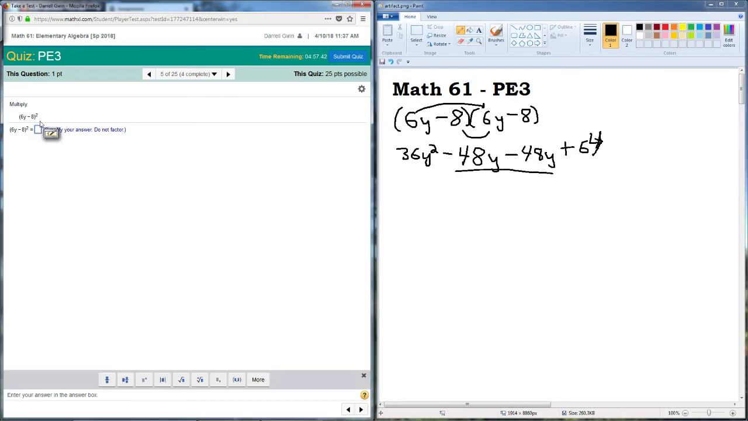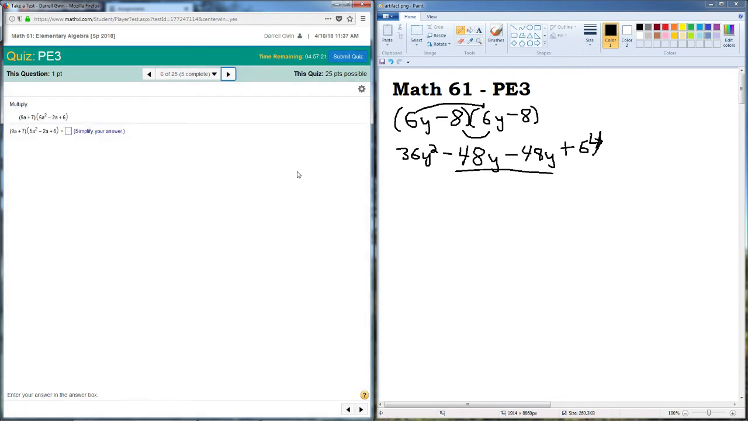Whew. I'm gonna write that down here because of that lag. 36y squared. 48 plus 48 is 96y, and plus 64. I'm gonna have to skip this because there's no way I can finish this with this super lag.